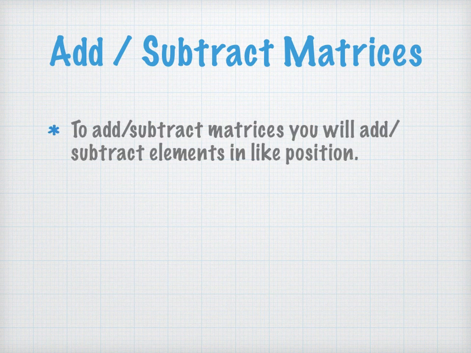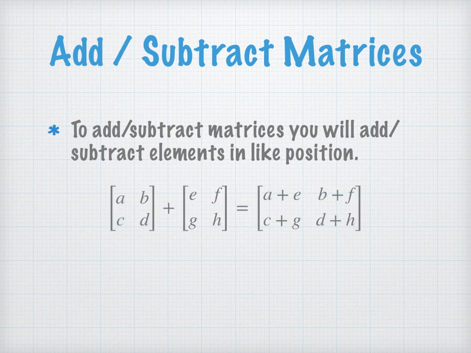To add or subtract matrices, you will add or subtract elements in like position. So say we had a 2 by 2 matrix and we were adding it to another 2 by 2 matrix. Our matrices will have to be the same size in order for us to do this. If I said it was a 2 by 2, that means there are 2 rows and 2 columns. We always talk about rows first, then columns. A nice way to remember this is R, then C, kind of like RC Cola. That's just my fun little way of remembering it.